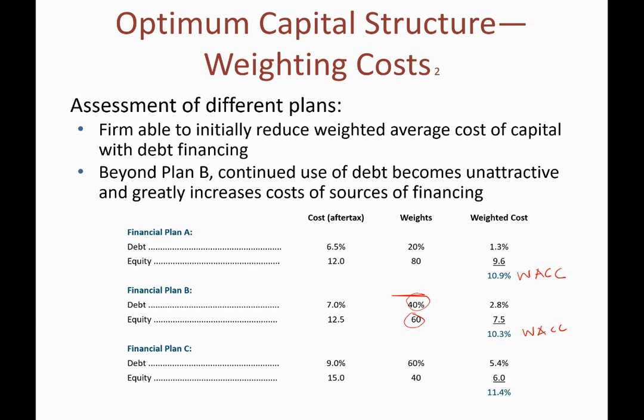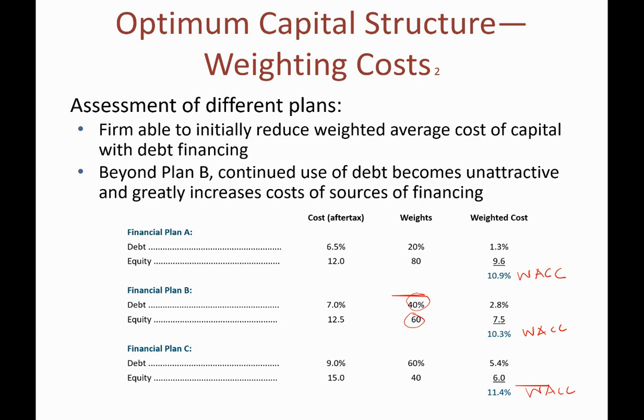Plan C, you look at this further, and under plan C, you increase the amount of debt and reduce the equity proportion. And by so doing, again, you end up having a higher weighted average cost of capital than even under plan B and plan A. So what does it tell you?